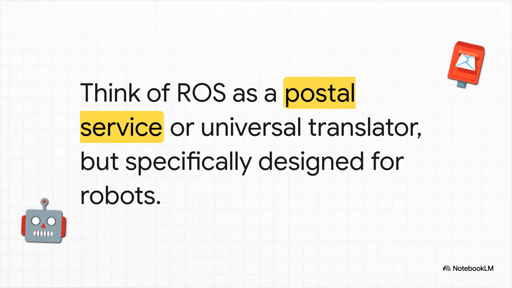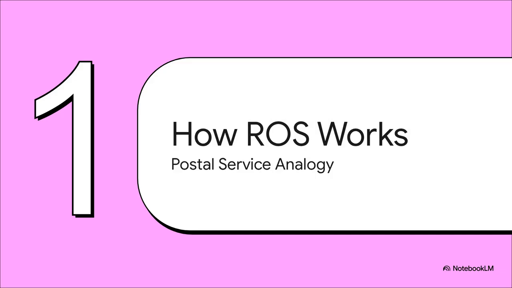You know what? I think an analogy will really help here. Just picture ROS as a kind of universal translator, or even better, a super efficient postal service built just for robots. It's not writing the mail, and it's not reading it. It's just the expert at making sure every single message, every piece of data, gets exactly where it needs to go, no fuss. Okay, this postal service analogy is actually the perfect way to understand the nuts and bolts of how ROS works. So let's really break this down.